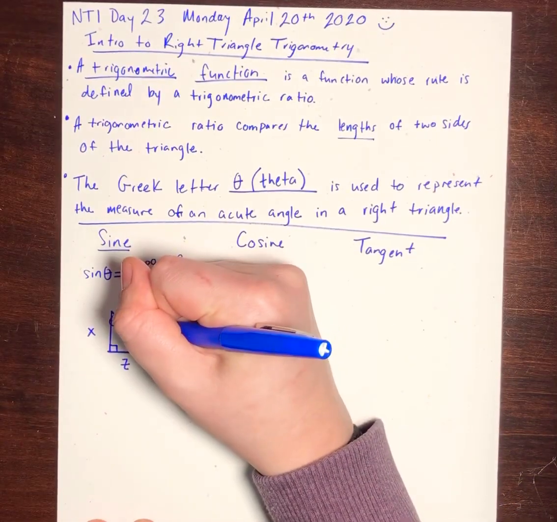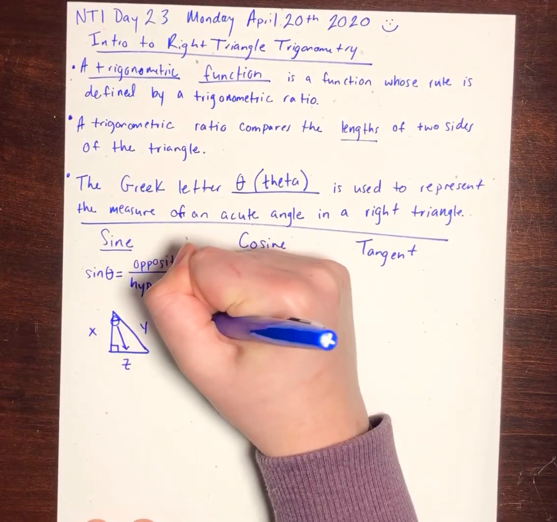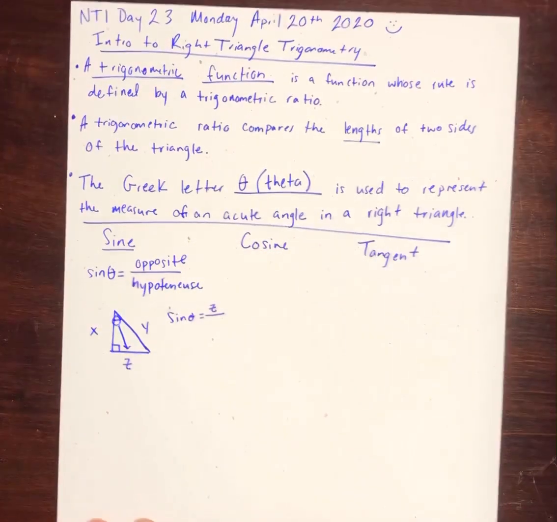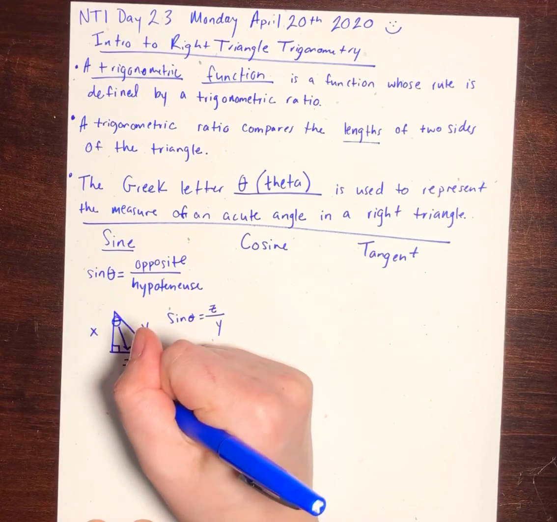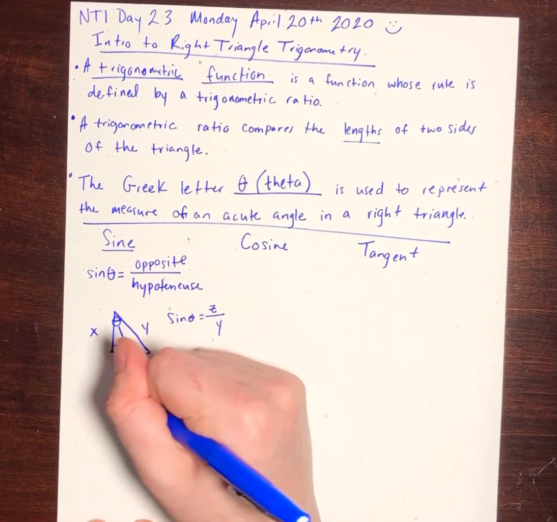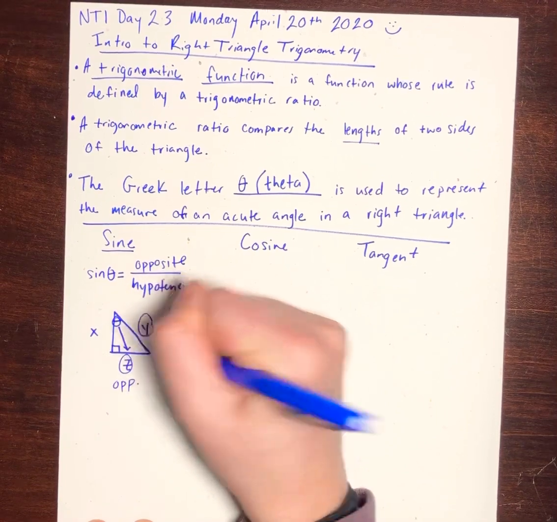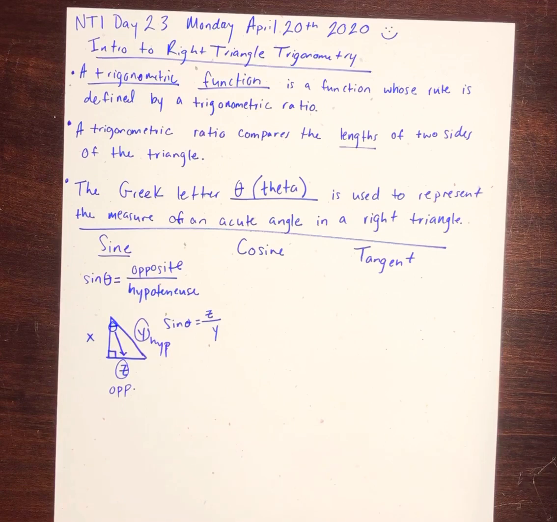So opposite of theta is directly across from it. So our sine here would be z over hypotenuse, which is y here. So z, in this case, is the opposite, and y is the hypotenuse. Hopefully that makes sense. If you have any questions, make sure you email me or comment on this video, I guess, since it'll be on YouTube.